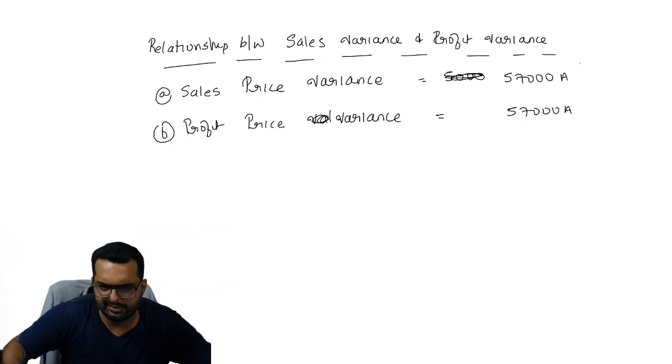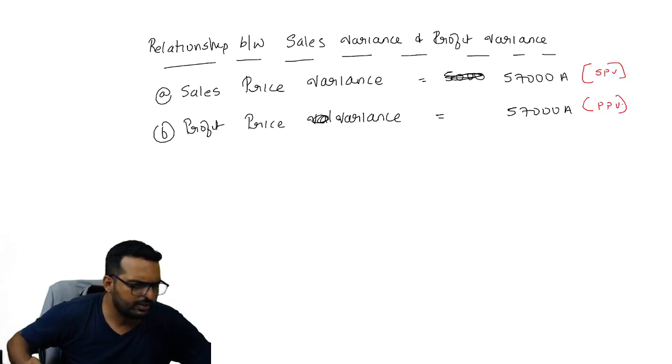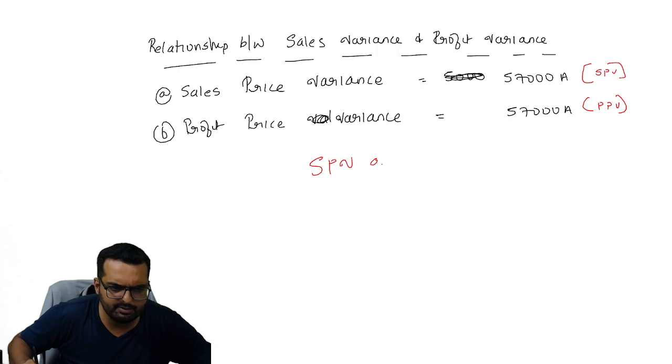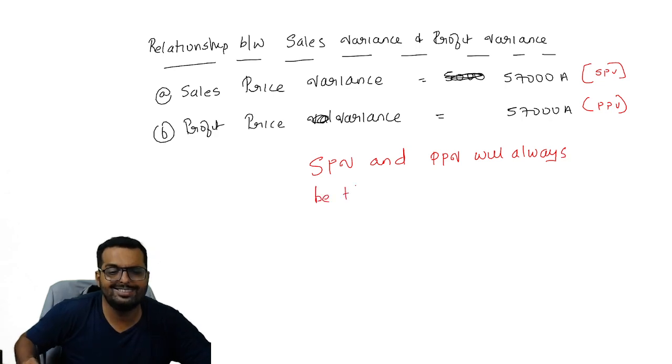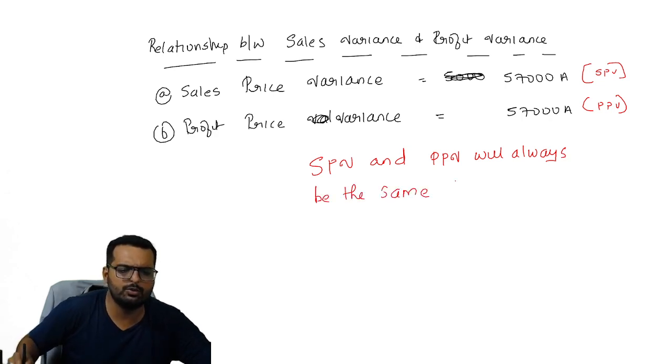I will call this as SPV. I will call this as PPV. So can I say sales price variance and profit price variance will always be the same. Please write down this in your books now.